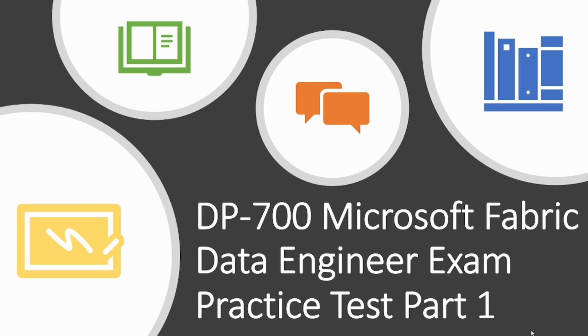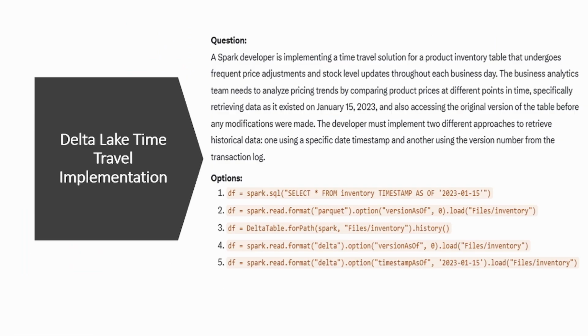Okay, picture this. You've got a product inventory table that gets updated constantly throughout the day. Prices changing because of promotions, stock levels shifting with sales and restocks. The analytics team comes to you and says, hey, we need to compare how prices looked on different dates. Specifically, show us exactly what the data looked like on January 15th, 2023, and also let us see the very original version of the table before anyone touched it.